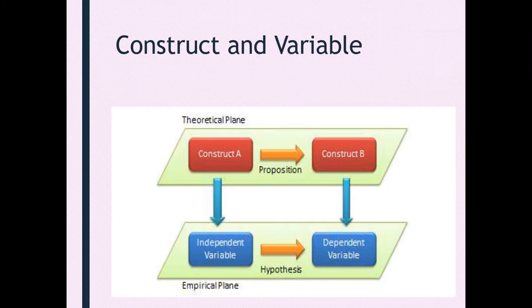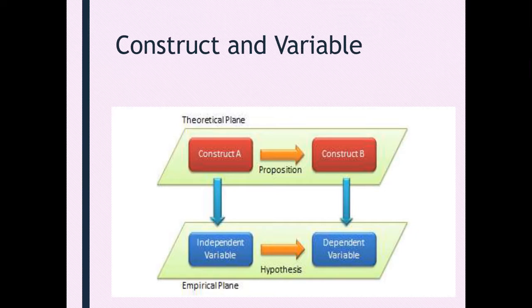So let me just revise again to make it clear to you. What we are seeing here is that there is a relationship going on between construct A and construct B, construct A and independent variable, construct B and dependent variable. Now construct A, you see that it is affecting construct B, and you are calling it proposition. The independent variable coming from construct A is affecting the dependent variable, and the arrow is called hypothesis.